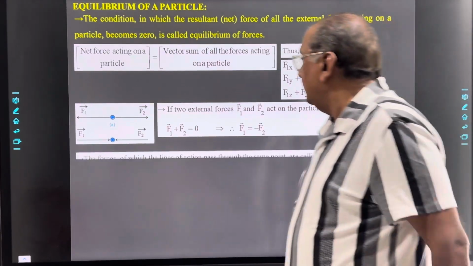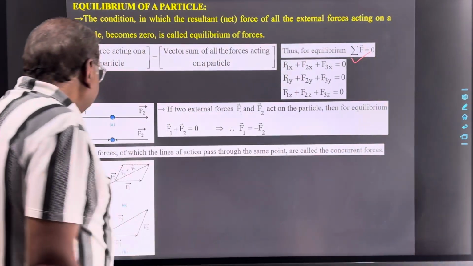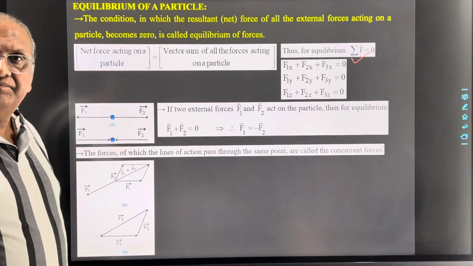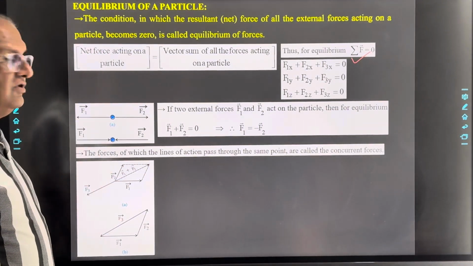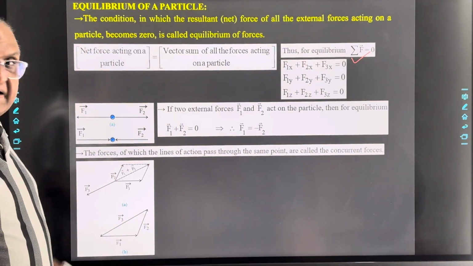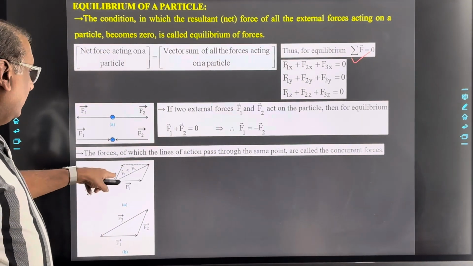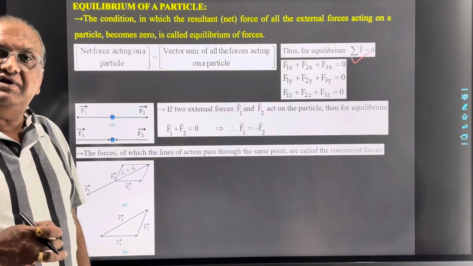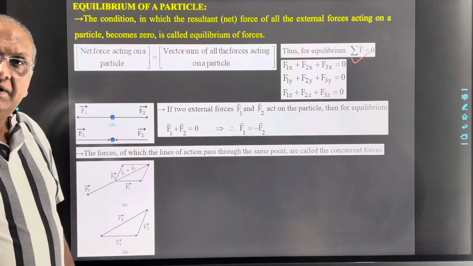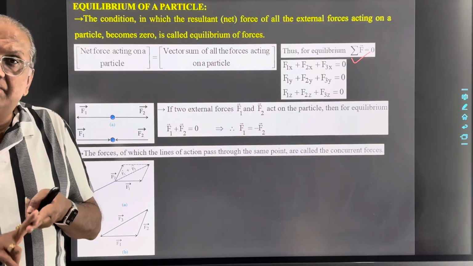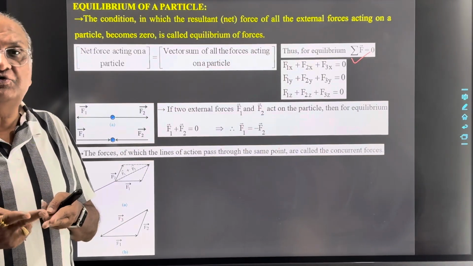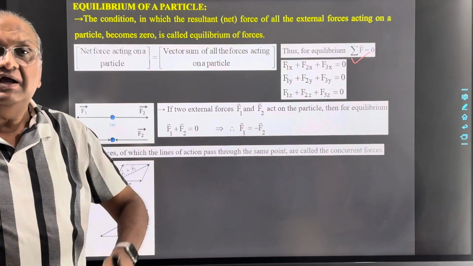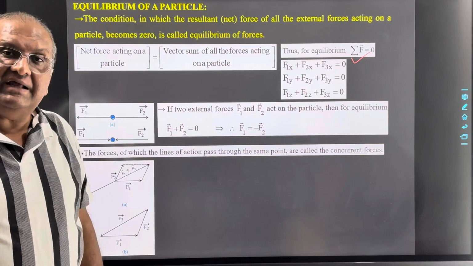Suppose three forces are acting on the particle. Then if we take the vector summation of all these three forces, F1 plus F2 plus F3, for equilibrium that should be equal to 0. So here the vector summation of any two forces should be equal in magnitude to the third force, and that should be in the opposite direction of the third force.